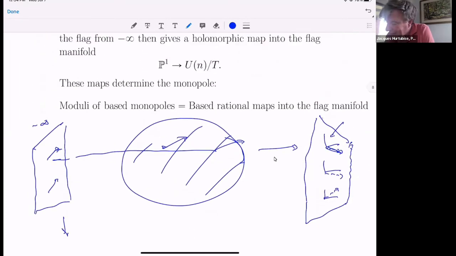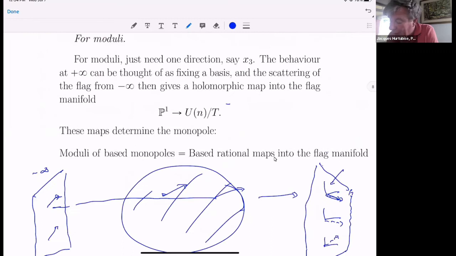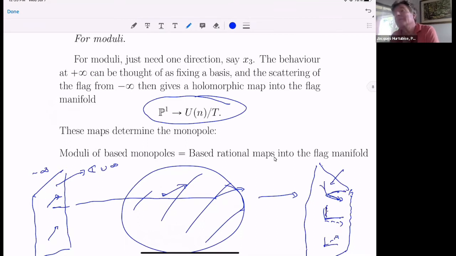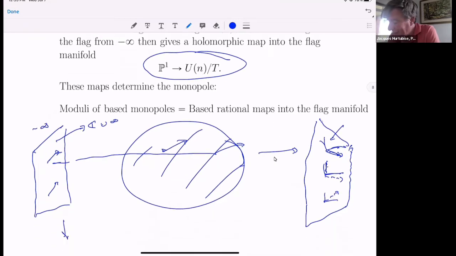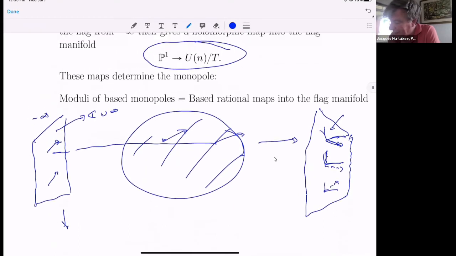And what you get basically is that the information that determines the monopole is just a map from the Riemann sphere to the flag manifold. So the Riemann sphere is here, it's C, and you add in infinity. And the target is essentially what's happening to this flag with respect to the standard basis. And that's U(N) mod T. So that's the story here.